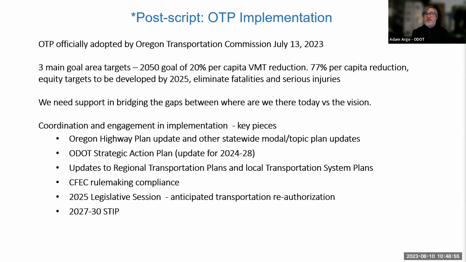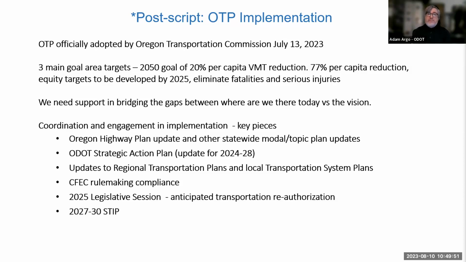So here is the postscript element. Since that TRB presentation in Indianapolis in early June, we hit the biggest milestone, at least for me it was, that the Oregon Transportation Plan has officially been adopted by the Oregon Transportation Commission. They did so in their July 13th, 2023 meeting. From the public release draft that was released in March to the final approved plan, we introduced actual goal area targets in the plan. They're with the horizon year 2050 to achieve 20% per capita VMT reduction, 77% per capita reduction on carbon emission.